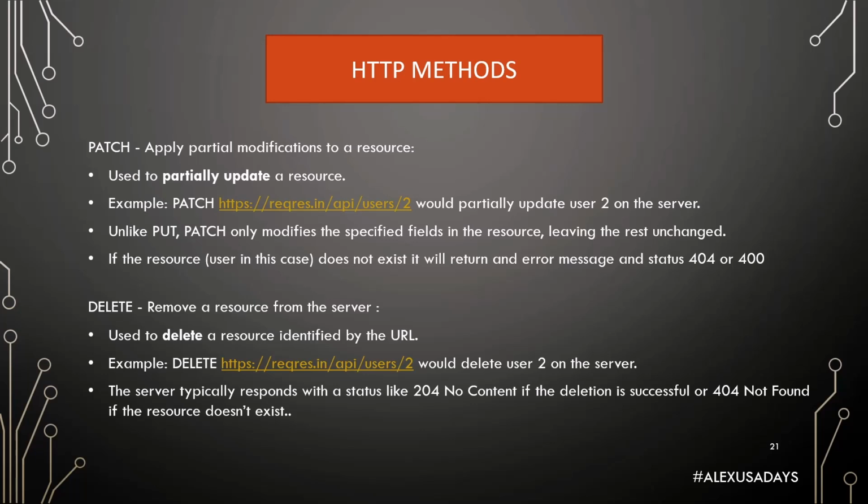And the last one is DELETE. DELETE will remove a resource from the server, and it's used to delete the resource identified by the URL. An example would be if we run the DELETE method on user number 2, it would delete the user on the server, and then the server typically will respond with a status code 204 No Content if the deletion was successful, or 404 Not Found if the resource doesn't exist.